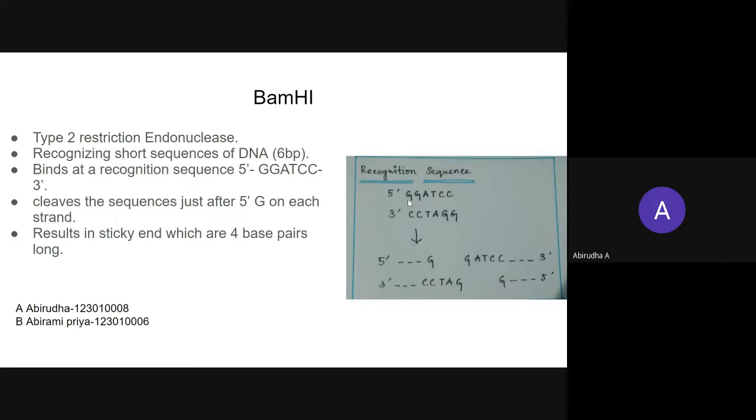BamHI is a type 2 restriction enzyme derived from Bacillus amyloliquefaciens, which recognizes a short DNA sequence of 6 base pairs. It binds at the recognition site 5'-GGATCC-3' and 3'-CCTAGG-5', and cleaves the sequences just after the 5' G on each strand. This results in sticky ends which are 4 base pairs long.